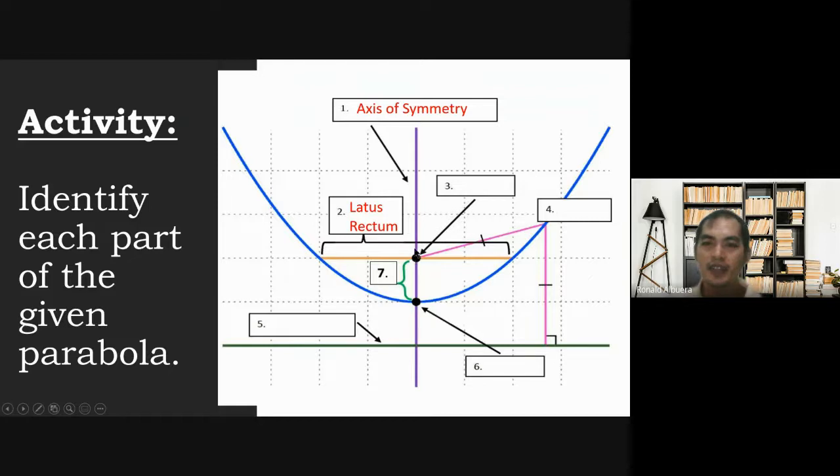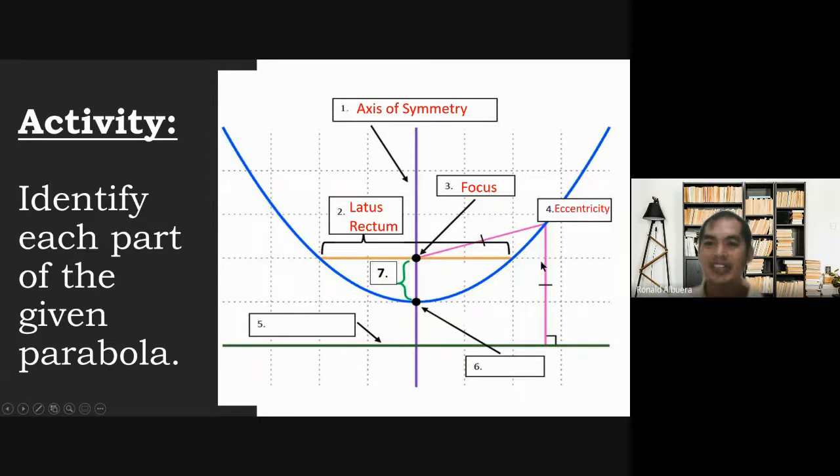Very good. How about this point? Itong nakapatong sa latus rectum, nasa gitna ng latus rectum, and on the axis of symmetry. Yes, that's simply the focus. And how about this? Ito yung kulay pink na equal ang length to the focus and perpendicular to the length to the directrix na nag-form siyang perpendicular. Yes. So that's simply an eccentricity.